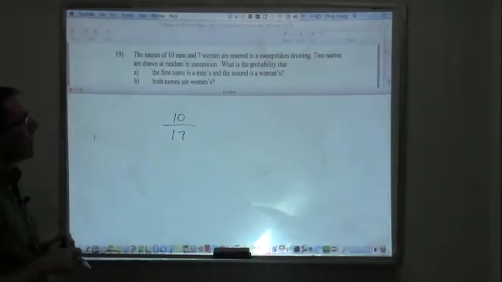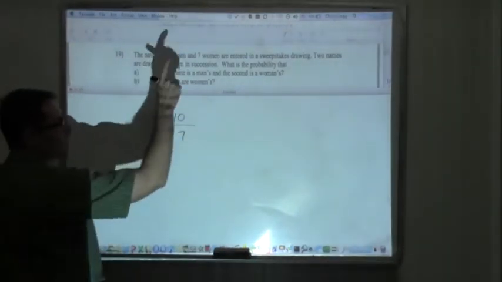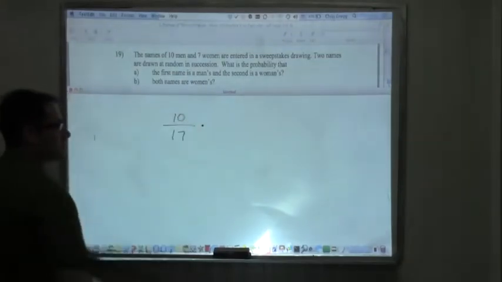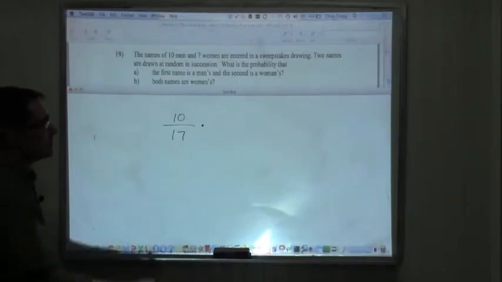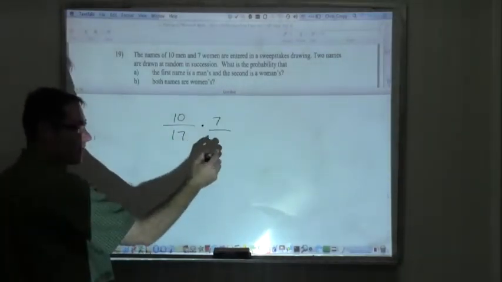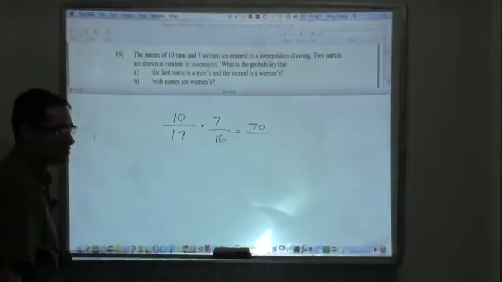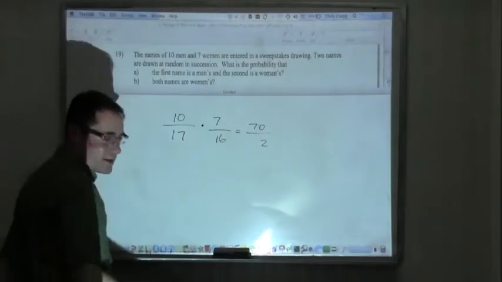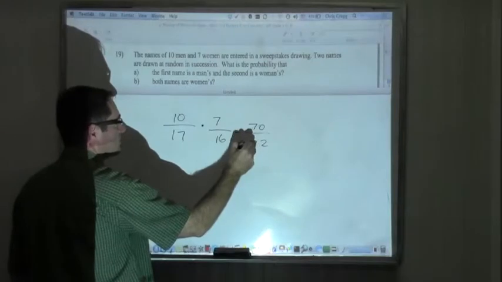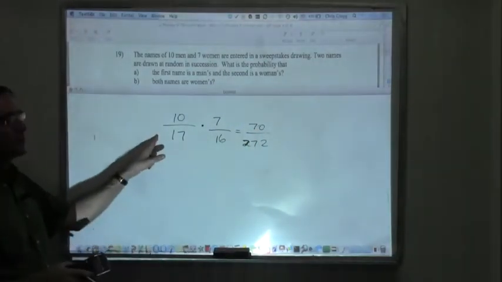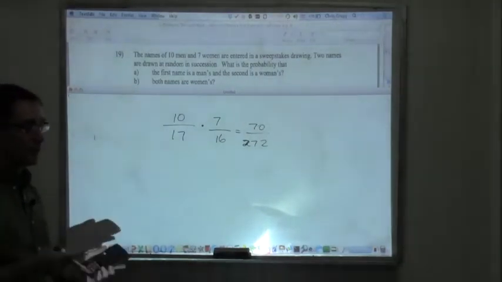Okay? And then you're picking another one. So now you've already picked one. And when you do two in succession, you multiply the probabilities. So now you want to pick a woman's name. So how many women are there left? Seven. You didn't pick any yet. And how many people are left? 16. So when you do that, you get 70 out of whatever 17 times 16 is. I can't do that one in my head, unfortunately. 272? You've already picked one person. So that person's out, so there's no more people there. That person's not part of the total anymore.